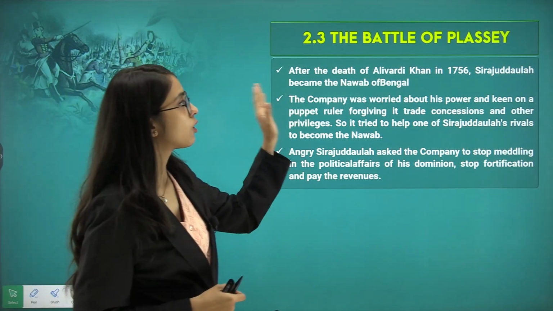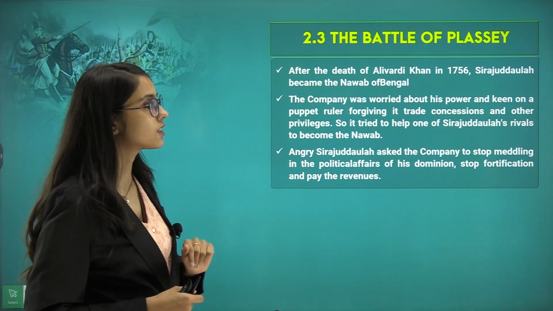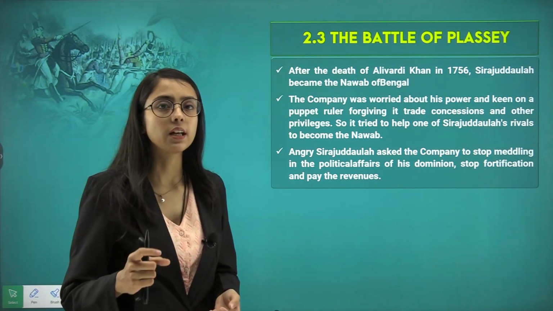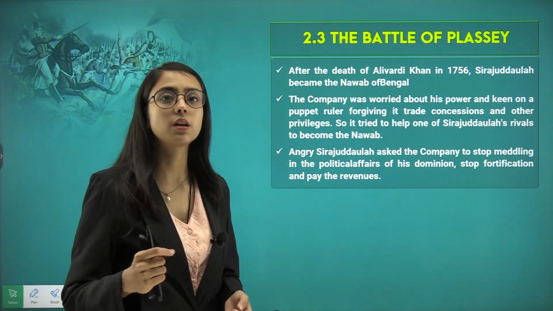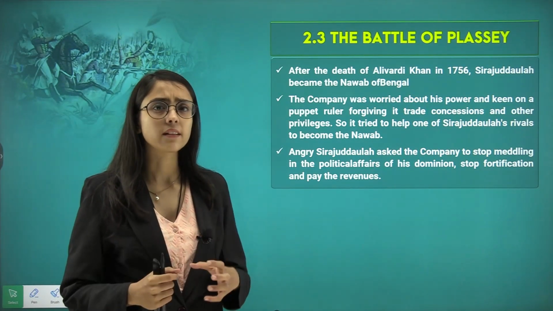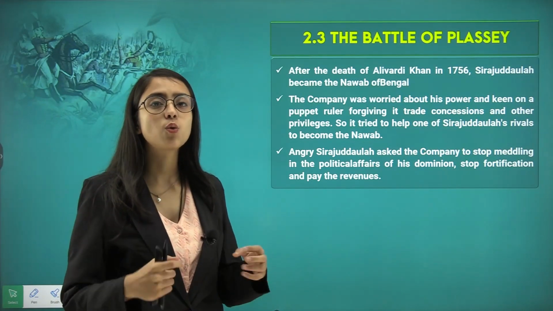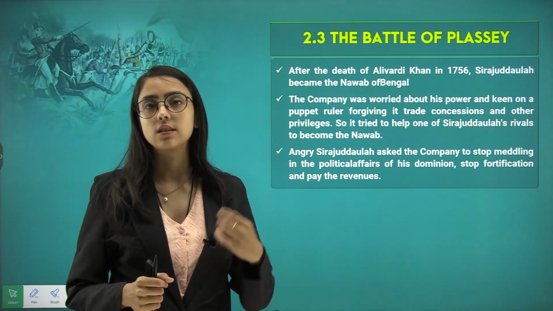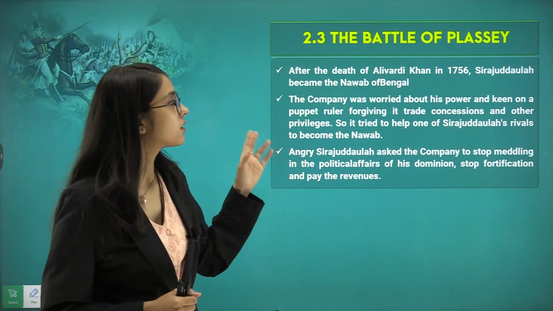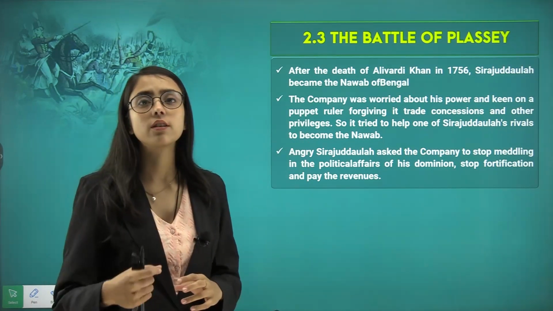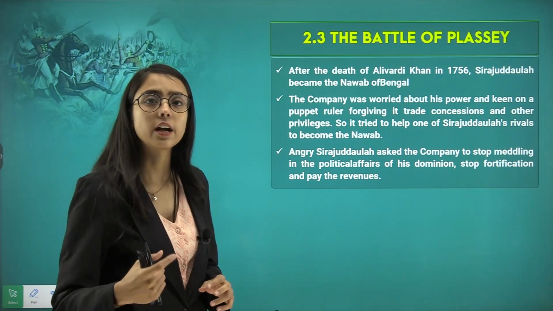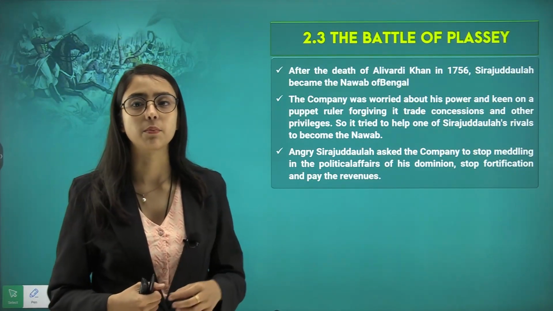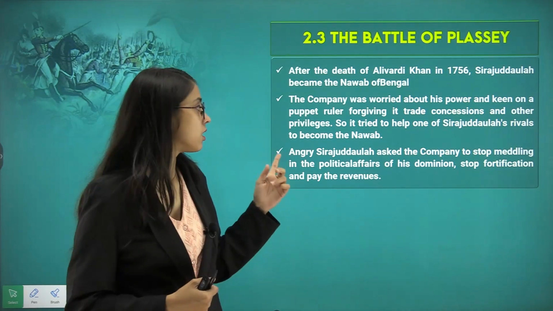After the death of Alivardi Khan in 1756, Sirajudullah became the Nawab of Bengal. So the company became worried. They started to worry about the power of Sirajudullah. Rather, they wanted a Nawab or a ruler who was a puppet in their hands, who would just do as they ask. They wanted trade concessions and other kinds of privileges to expand their settlements. So the company tried to help one of Sirajudullah's rivals to become Nawab.